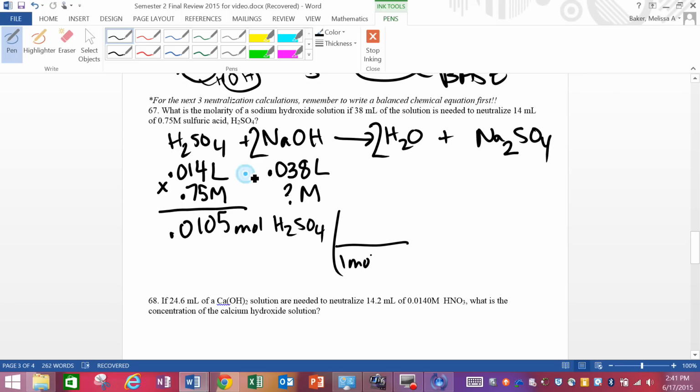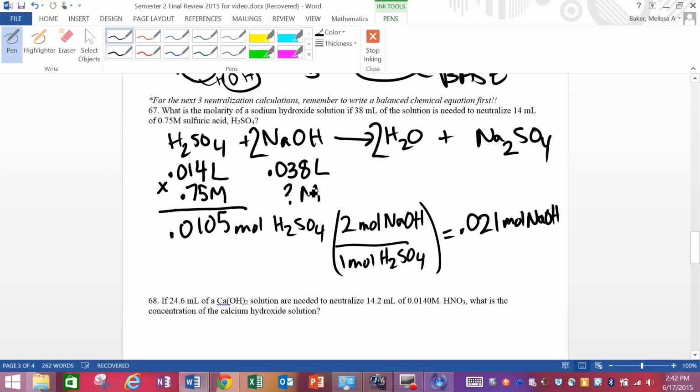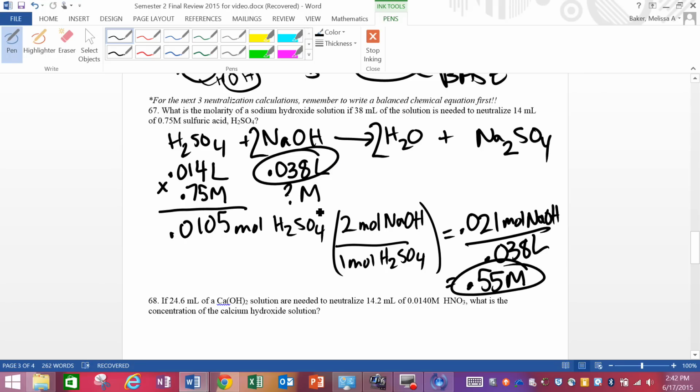For every 1 mole of H2SO4, you are neutralizing 2 moles of NaOH. So you must have twice as many moles of NaOH in there. That's 0.021 moles of NaOH. And then to figure out the mystery concentration, you were working with 0.038 liters of it. Moles divided by liters tells you the mystery concentration of that base.